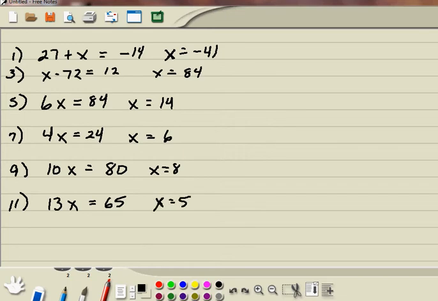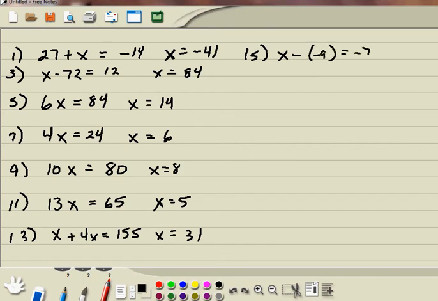Number 13, one number is 4 times a number, so it's x plus 4x equals 155, or x equals 31. Number 15, the difference of a number and a negative 9 is 74. So x minus a negative 9 equals 74, and x equals a negative 83.